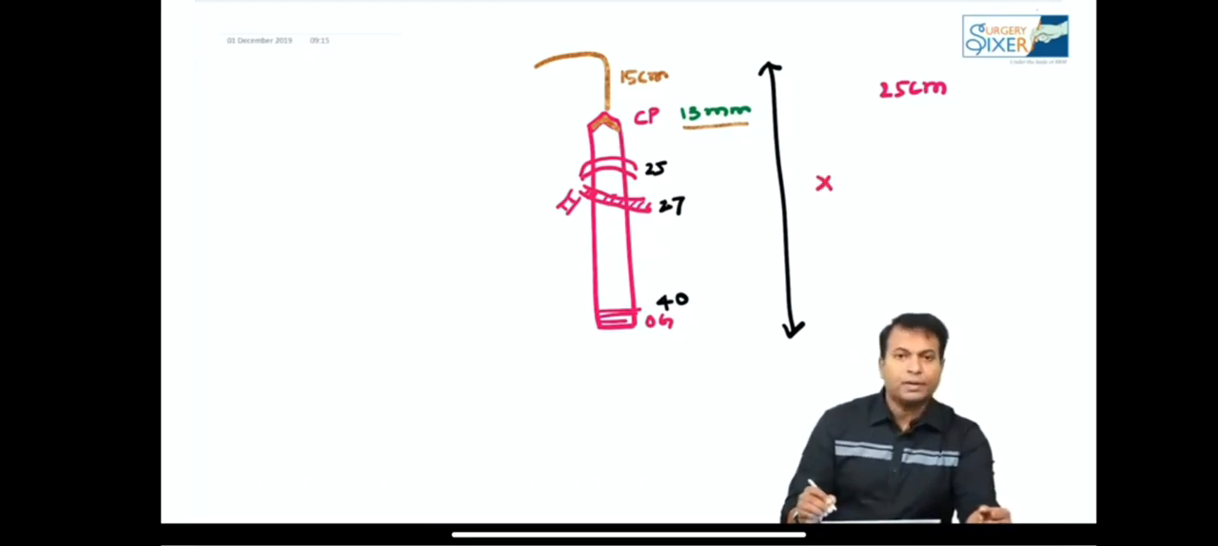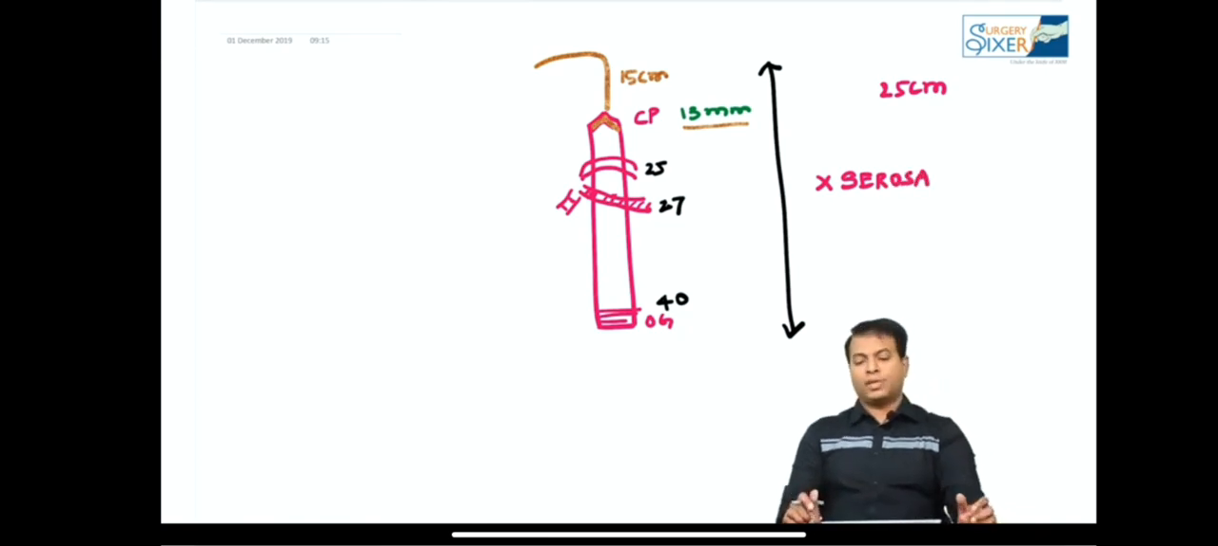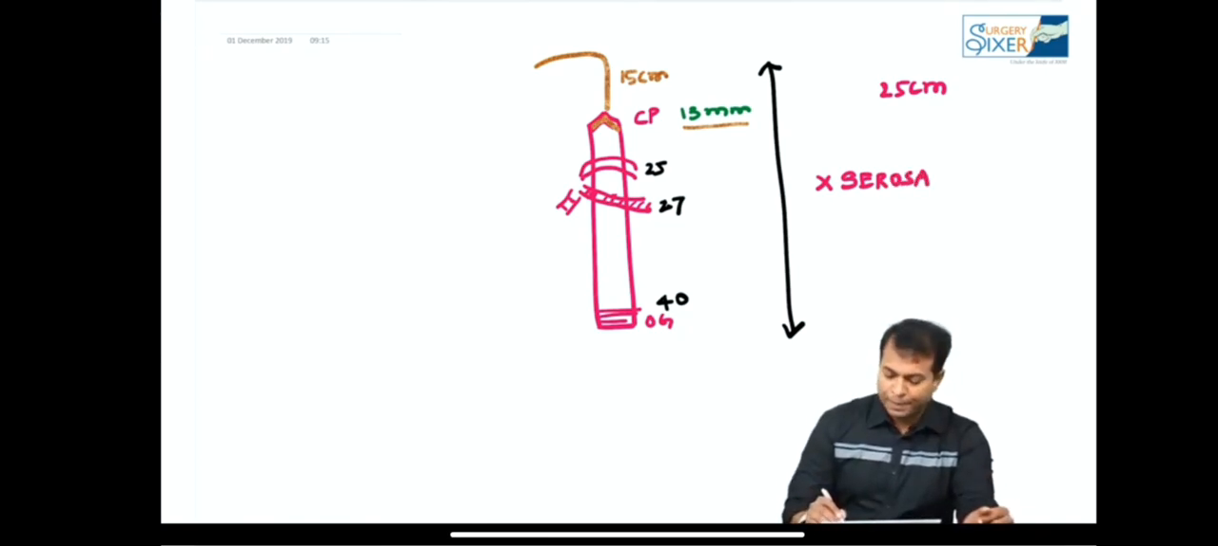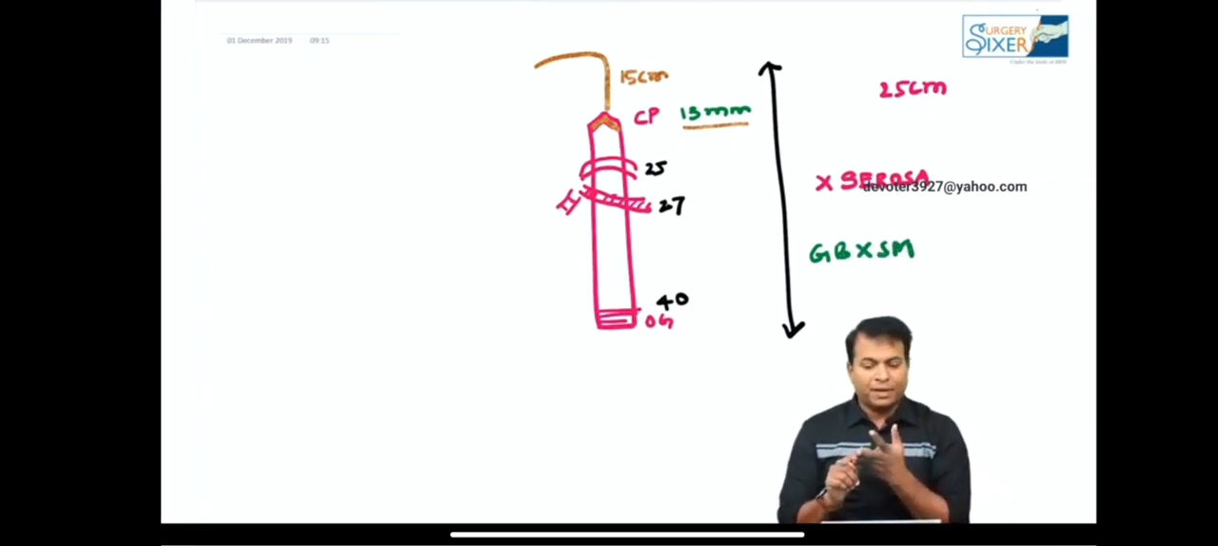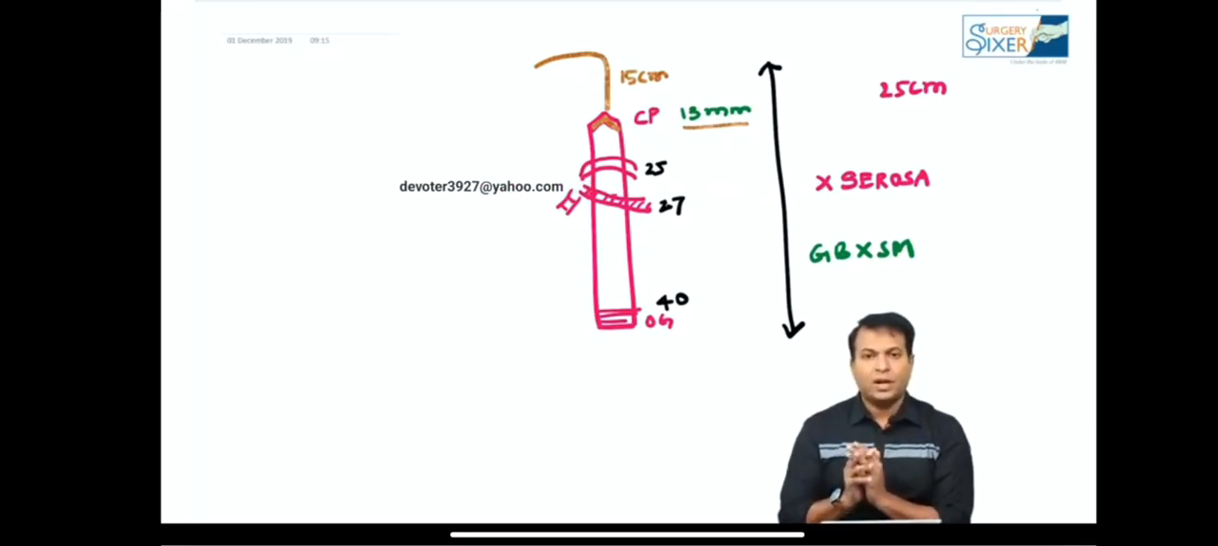Esophagus has all layers except what layer? Esophagus does not have serosa. Can you tell me the organ which does not have submucosa? Yes, gallbladder does not have submucosa. So esophagus has mucosa, submucosa, muscle layer, but there is no serosal layer. Please remember this point. Esophagus has no serosal layer.